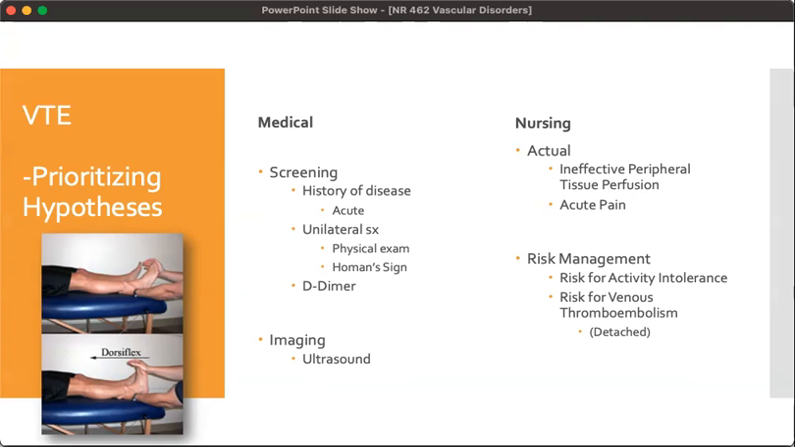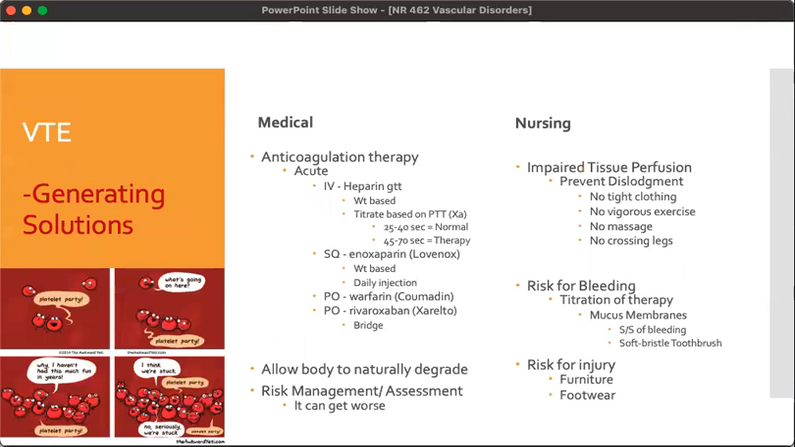For risk management, risk for activity intolerance, because of the pain, because of the swelling, even the pressure from standing on that leg can be very painful for patients who have a DVT. And then risk for thromboembolism, so the detachment of that blood clot, especially if you're doing a Hohmann sign or poking it or other weird stuff that you shouldn't be doing. Basically, you just want to leave it alone. We're going to talk about management here next.